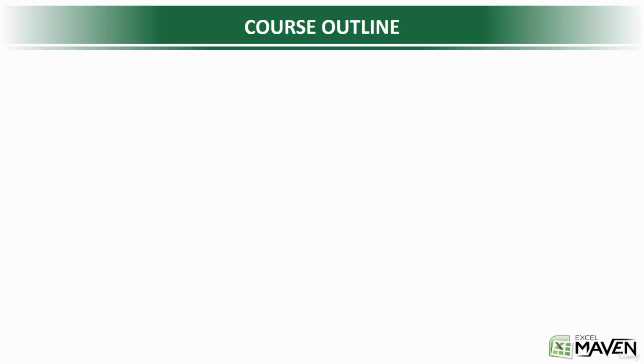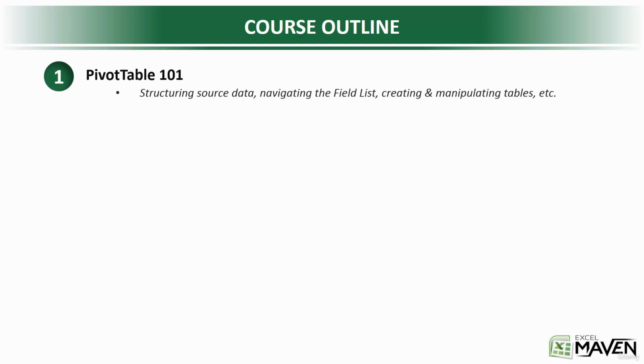Now, in terms of the course outline, this is broken up into 6 primary sections. Section 1 is all about Pivot Table 101. So this is laying some of the groundwork and setting the scene for some of the more advanced tools and techniques that we'll be covering later in the course. So it's all about how to structure your source data, how to navigate the field list. We'll practice creating and manipulating some tables and views.